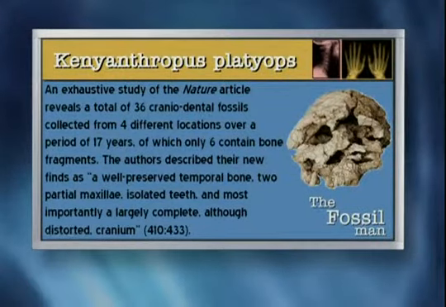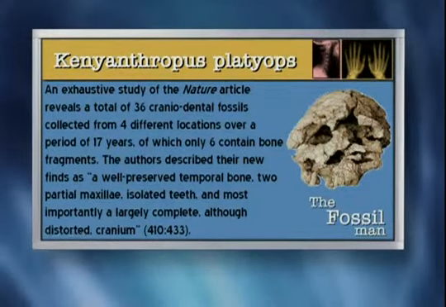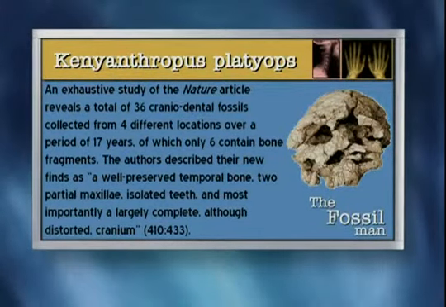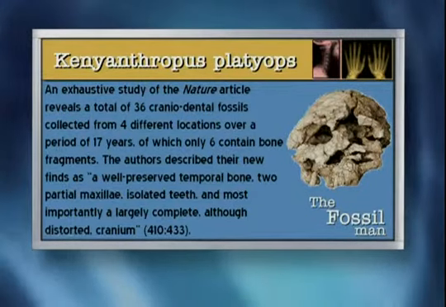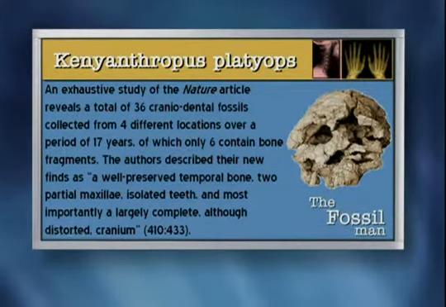An exhaustive study of the Nature article reveals a total of 36 craniodental fossils, that is, bone and teeth fossils, collected from 4 different locations over a period of 17 years, in which only 6 contain bone fragments. The authors describe their new finds as a well-preserved temporal bone, 2 partial maxilla bones, isolated teeth, and most importantly, a largely complete, although distorted, cranium.